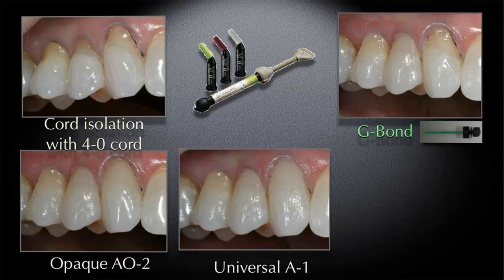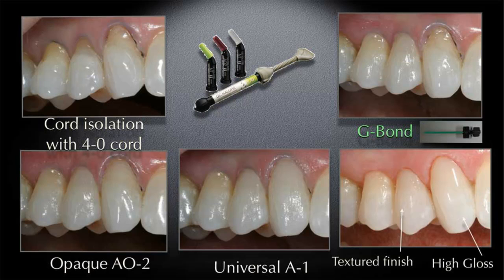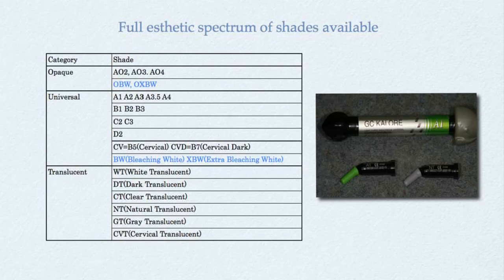I love these Opacious shades. I primarily use the A02, and sometimes for brighter shades, I'll use the OBW, which is an Opacious Bleach White. The universal shades you can see are nice. I think one of the nice things, especially for a lot of older patients, are these cervical shades here. And then finally, the translucent shades: the white translucent is for younger patients, dark translucent is for older patients, and neutral translucent is probably the most popular one I use as I'm restoring. So that's a really beautiful color.